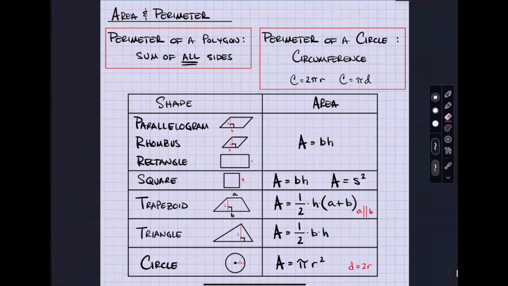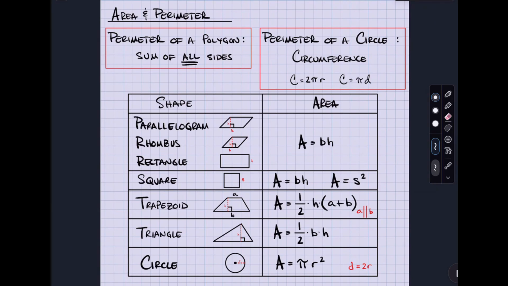Area and perimeter. What's the difference between the area of this room and the perimeter of this room? Perimeter is just the outside of it. Area is the square footage. So if I wanted carpet in this room, or tile, I would want to talk about the area.